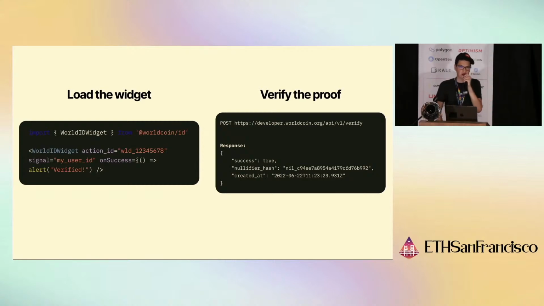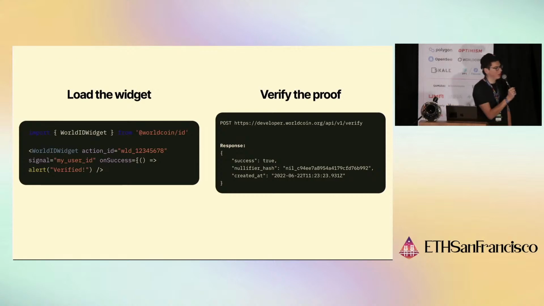Developer.worldcoin.org. There's links everywhere. I'll share all the links in a slide in a sec. And the signal is this additional security measure that you can make part of the zero knowledge proof to prevent tampering with the proof. So for instance, let's say you want to do an airdrop and you want to make sure that you cannot tamper with the proof so that another person receives the airdrop. If I set the wallet address of the recipient as the signal, and then I'm a malicious user who intercepts your zero knowledge proof and change it to my address, the proof will become invalid.